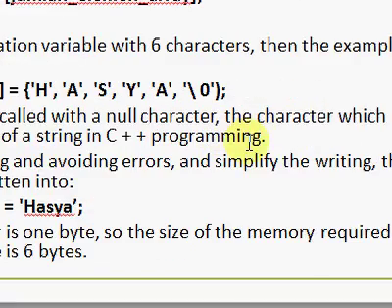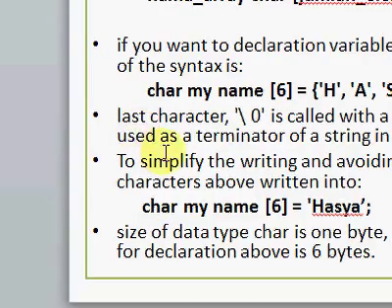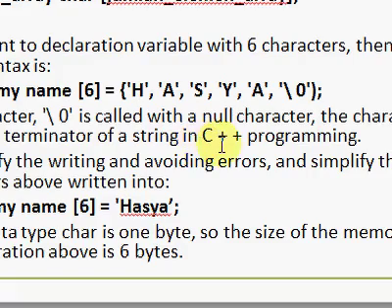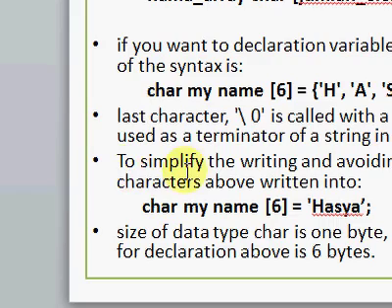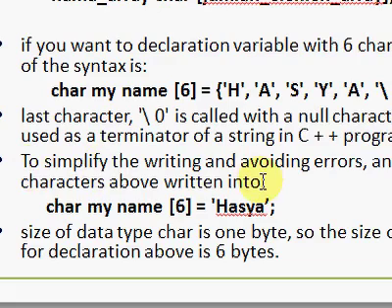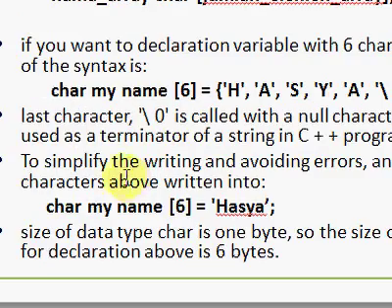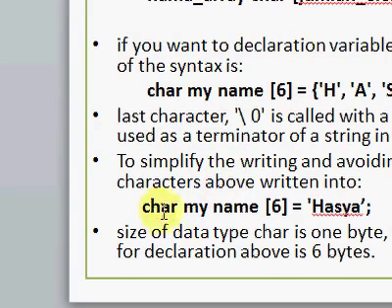The null character is used as a terminator of a string in C++ programming. To simplify writing and avoid errors, we write the character array like this: char myname[6].